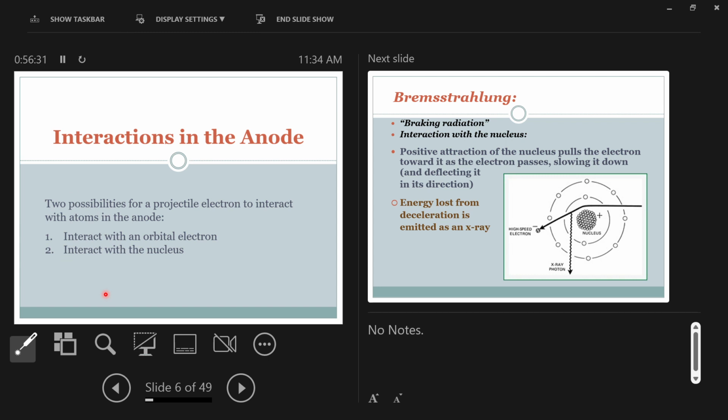Okay, so yeah, the interactions with the anode come in two flavors. We had interactions with the orbital electrons or interactions with the nucleus. We just said BREMS or X-rays are interactions with the nucleus of an atom. The atom exerts a force, an attractive force.